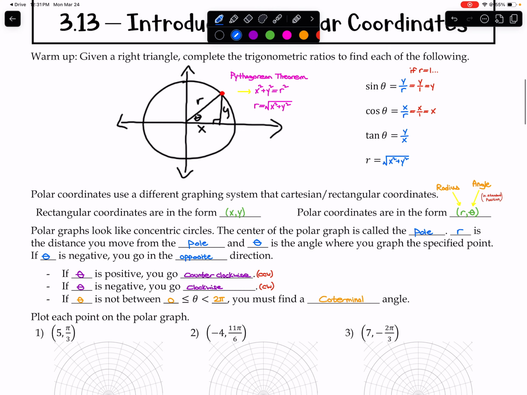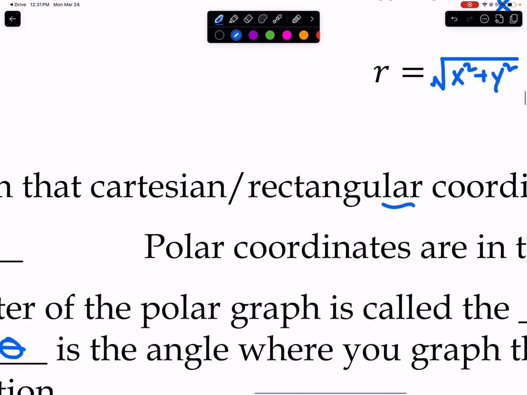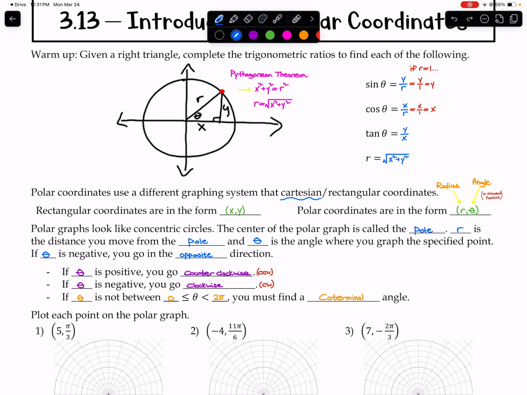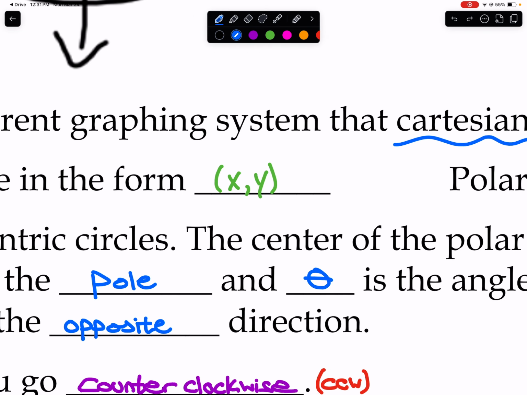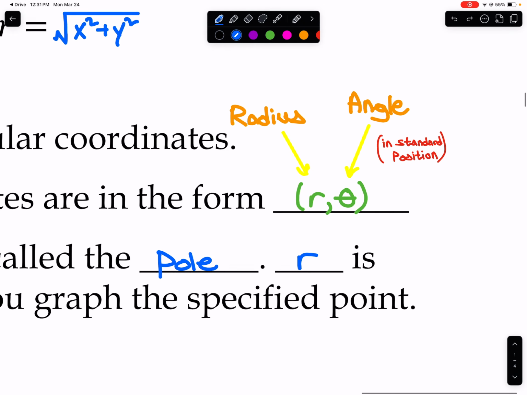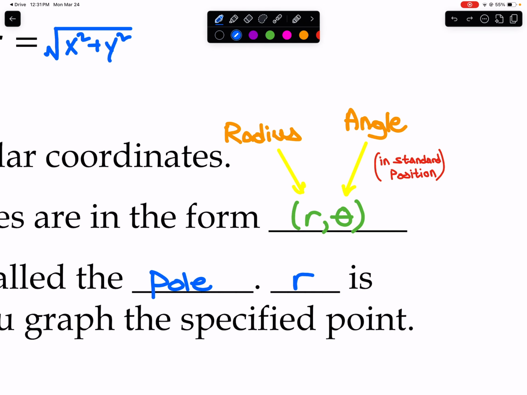With polar coordinates, this is going to be a new type of graphing system. We're used to graphing in what we call the Cartesian or the rectangular coordinates. It's a Cartesian coordinate grid, but they're called rectangular coordinates. Now we're going to go from our coordinates x, y, and transition into coordinates in the form of r, theta, where your r value is your quote-unquote radius, but it's actually a distance. Your theta value is your angle, which is in standard position, or it may not be in standard position depending on the context of the problem.